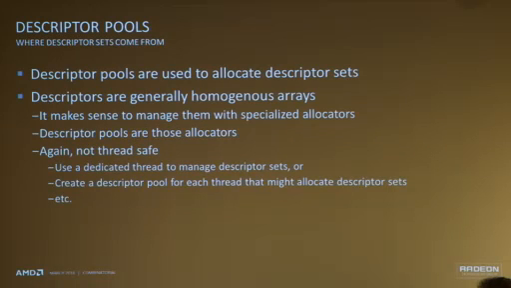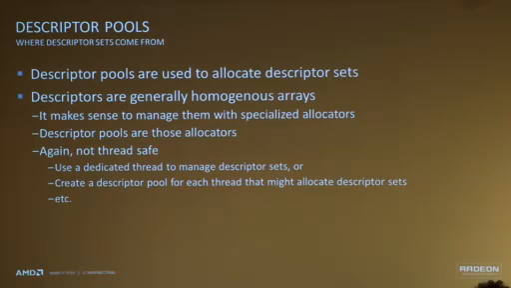The next type of object is the descriptor pool. This is where descriptor sets come from. And the reason for this is, well, we probably want to be able to update descriptors on the fly, page in textures and bind them into pipelines, into command buffers so that you can use them from your pipelines.